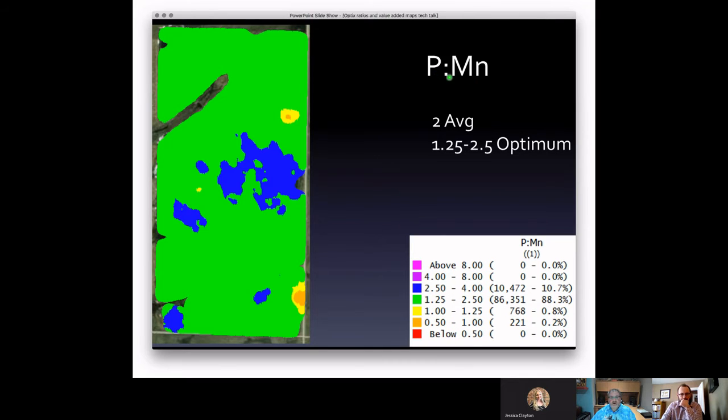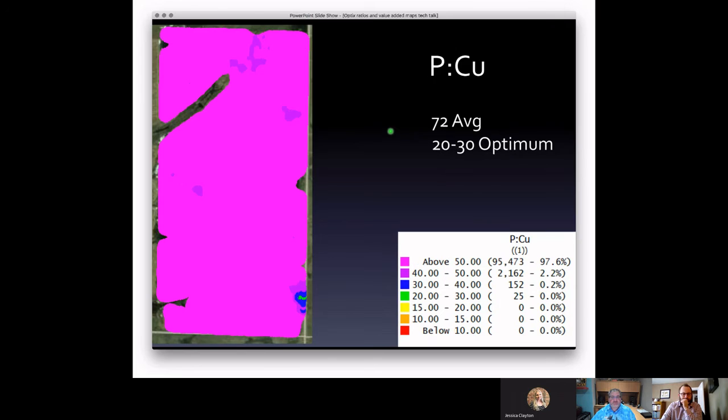Another map, when we're looking at our phosphorus and manganese, we want it between a 1.25 and a 2.5, where average is 2. And we're right in the sweet spot. A few areas are higher. This field, they've done a good job managing their phosphorus over time. So we really don't need to go crazy on phosphorus.